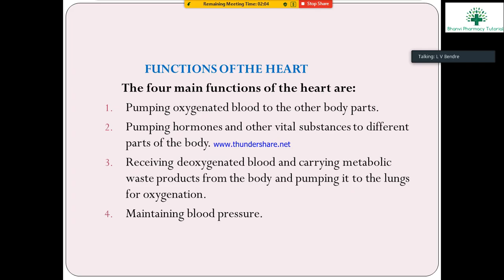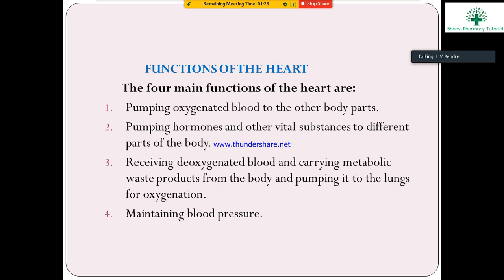Functions of the heart. There are four main functions of the heart. First one is pumping oxygenated blood to the other parts of the body. Second one is pumping hormones and other vital substances to the different parts of the body. Okay, the first function is pumping oxygenated blood to the other parts of the body. Next, pumping hormones and nutrients, other vital substances to different parts of the body.